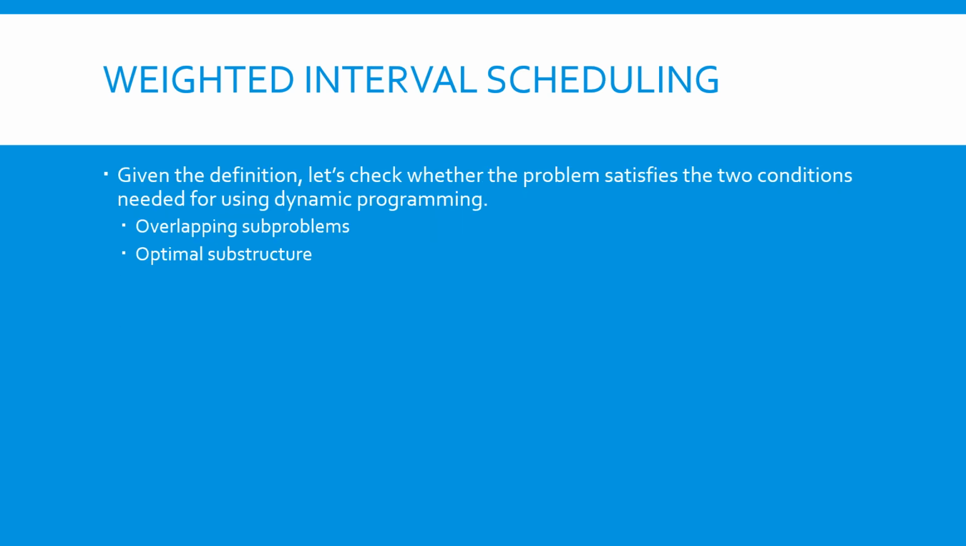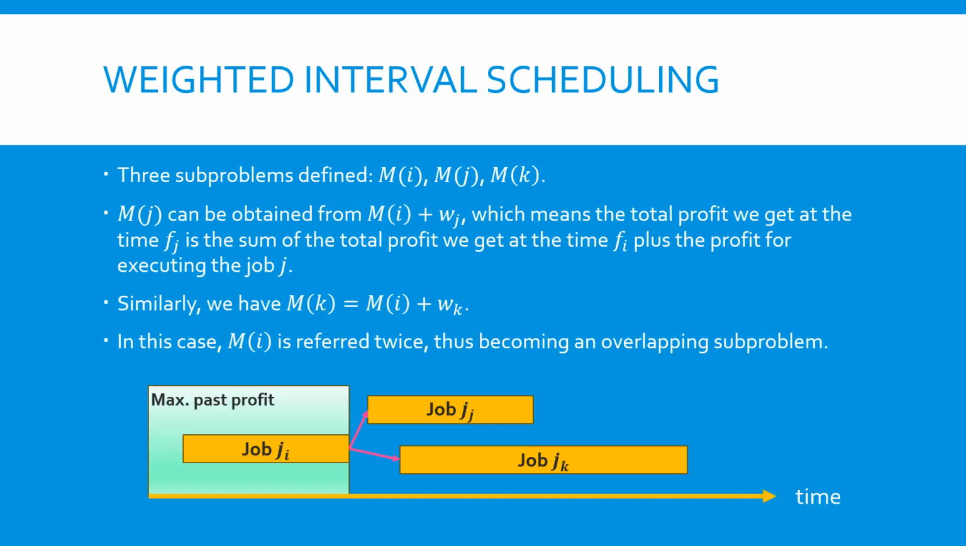To determine whether such a subproblem definition allows for a dynamic programming solution, we need to verify the two key requirements of DP. They are the existence of overlapping subproblems and an optimal substructure. First, let's examine the existence of overlapping subproblems.